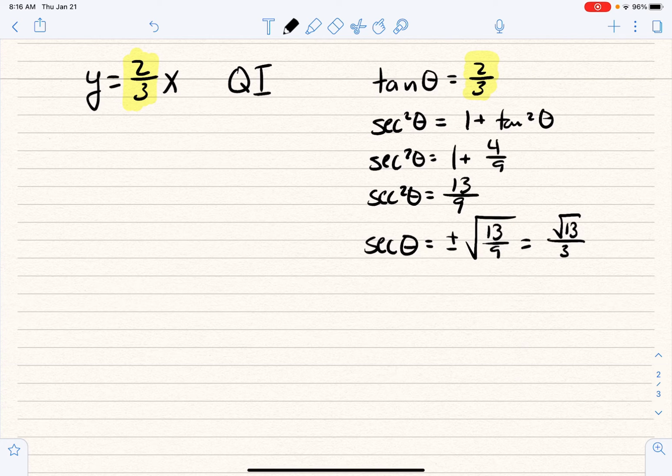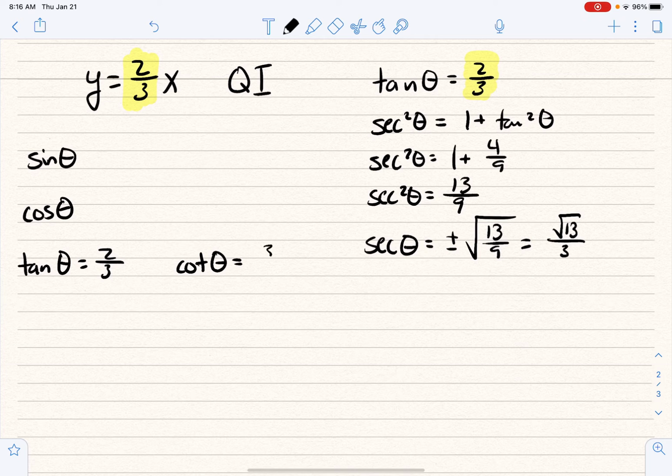All right. So now let's do all 6 trig functions. So you got sine theta, cosine theta, tangent theta. So we're going to start off with our tangent theta is 2/3. Cotangent theta, 3/2. Secant theta is right there, square root of 13 over 3. So therefore, cosine theta, 3 over square root of 13.